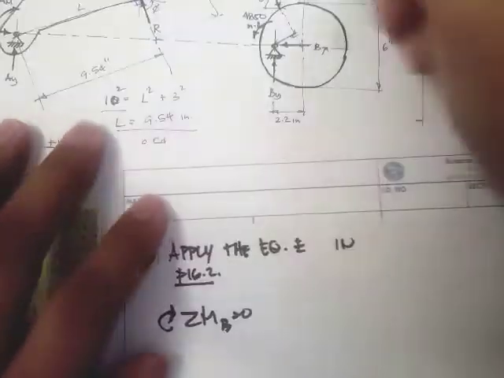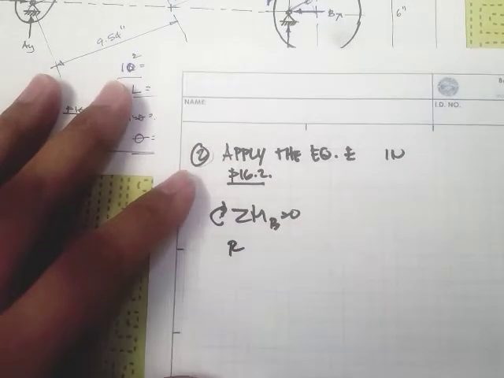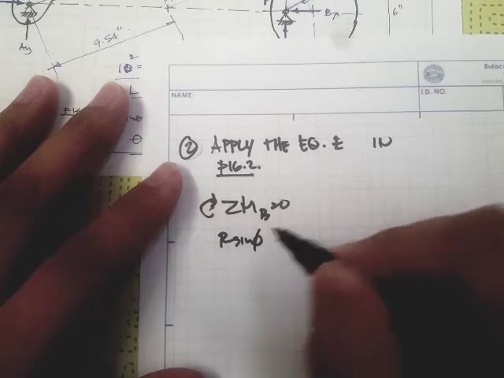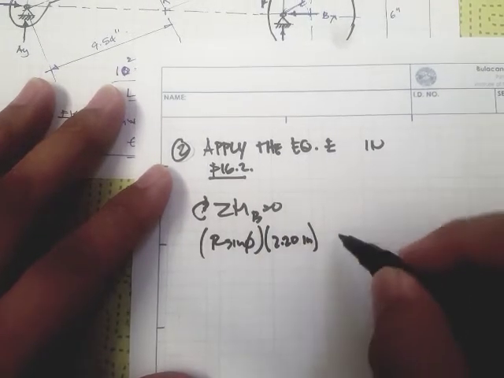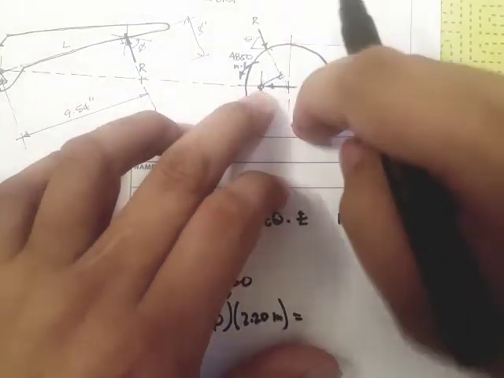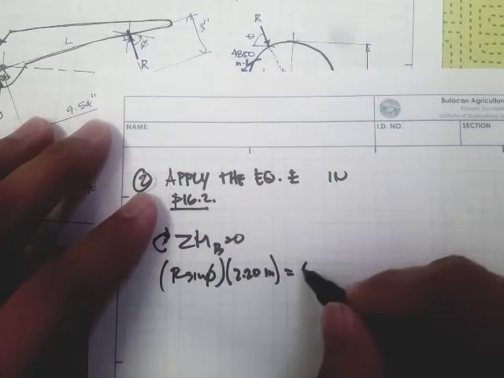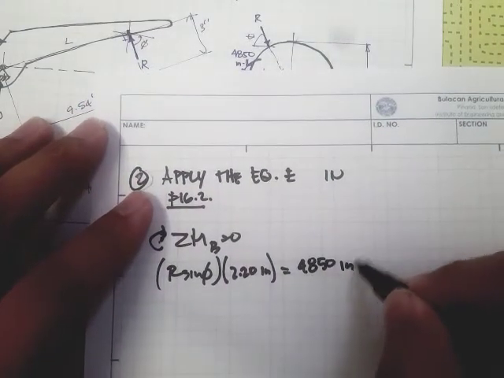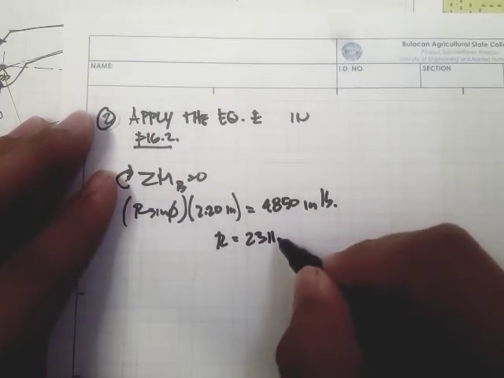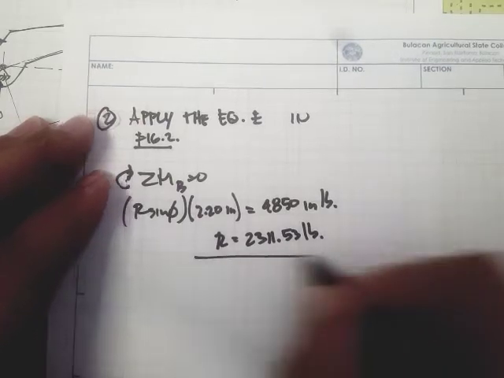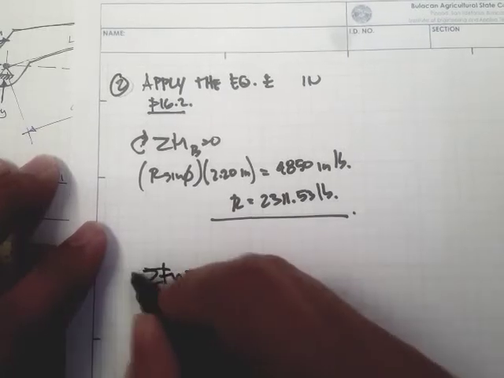Okay, so let's just use the vertical component. So R sine theta times the moment arm, which is 2.20 inch, right, is equal to what else? What other moments? We have this given moment of 4,850 inch pound. And if we substitute all the values, what we get is 2,311.53 pounds.